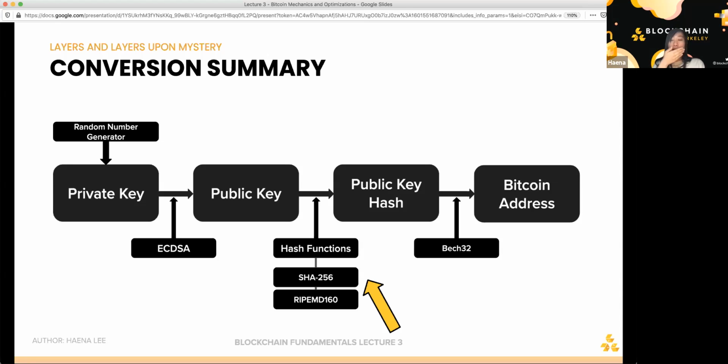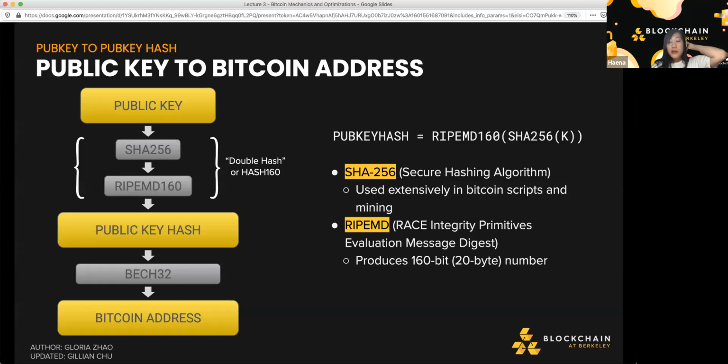All right, so the next step, now we've generated a public key from a private key. Now we want to create a public key hash from the public key. So in Bitcoin, in order to create this public key hash, they'll run the public key through two different cryptographic hash functions. One of them being SHA-256. I'm sure this cryptographic hash function looks familiar to a lot of y'all at this point. And the other cryptographic hash function they use is RIPEMD-160. So using these two cryptographic hash functions, they'll create a unique public key hash.